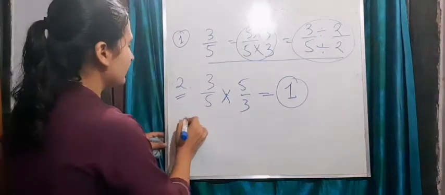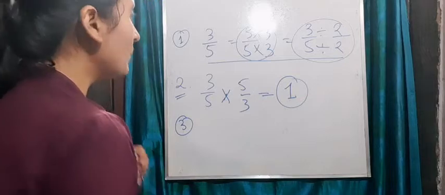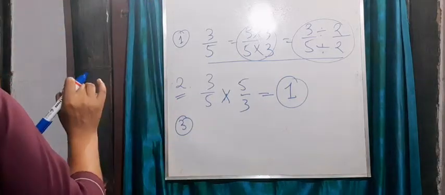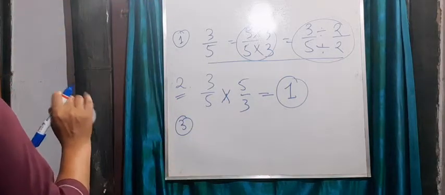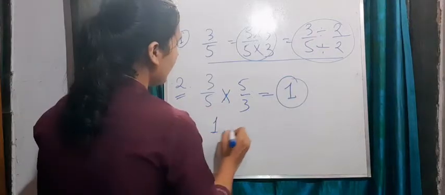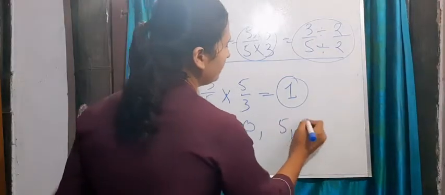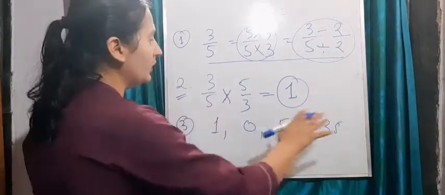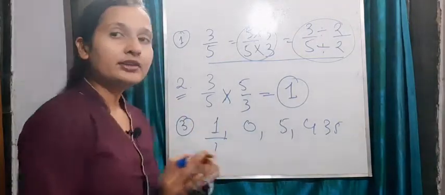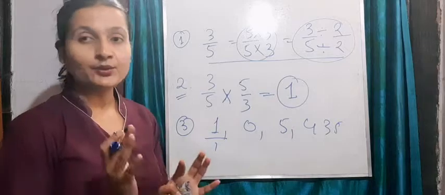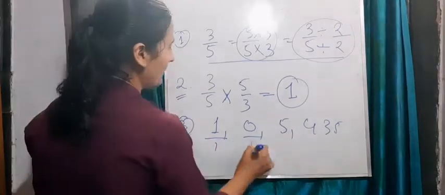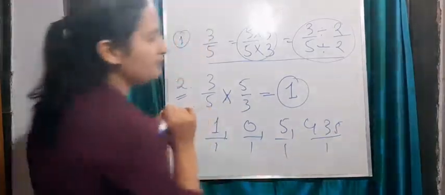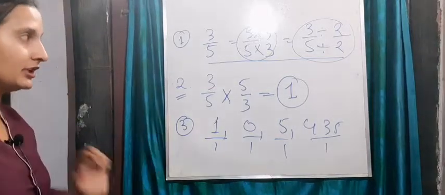So let us see the third one. What does it say? In the third property, it is said that any whole number can be a fraction. Why? Because we know that for any whole number, the denominator will always be 1. So this can be written as a fraction. This is the third property.